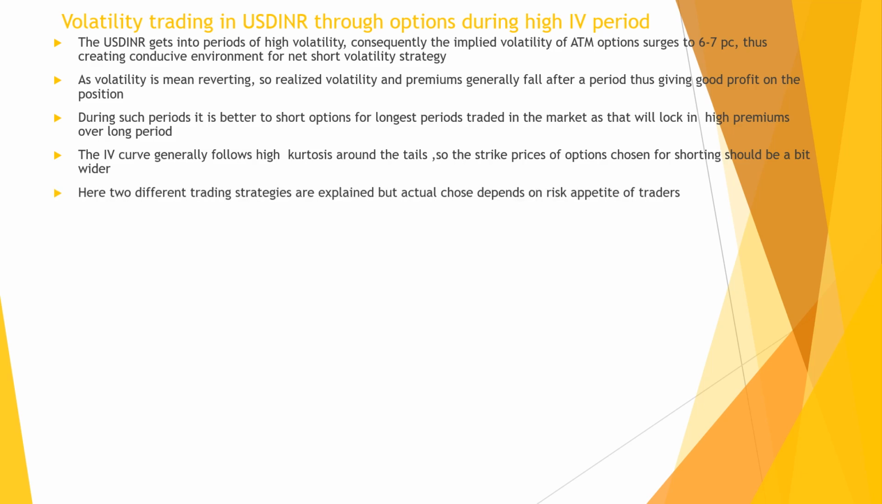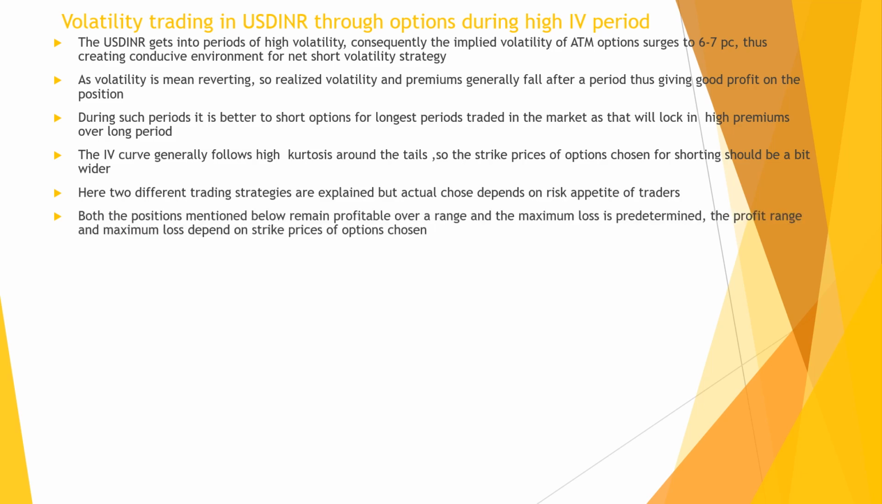Here two different trading strategies are explained, but actual choice depends on the risk appetite of the traders. Both the positions mentioned below remain profitable over a range and the maximum loss is predetermined. The profit range and the maximum loss depend on strike prices of the options chosen. A high implied volatility of the options.